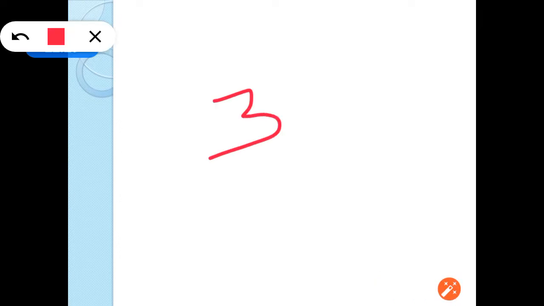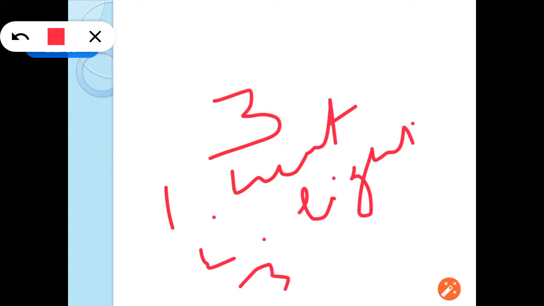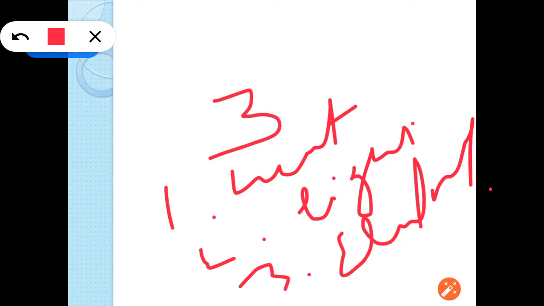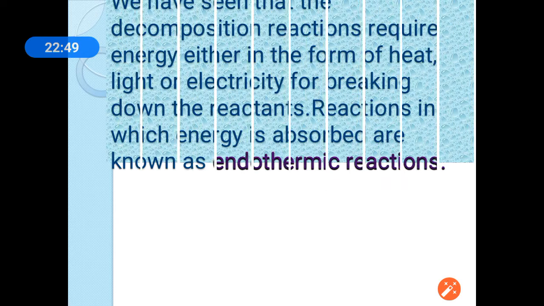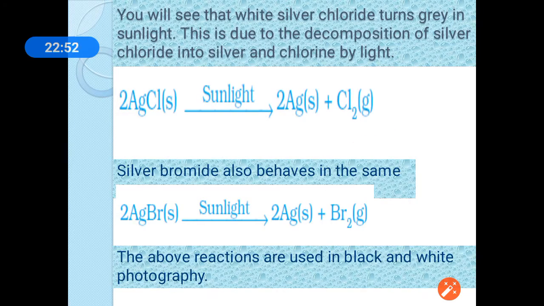Which three ways? One is by heat, second one is by light, and third one is by electrolysis. In the electrolysis, heat, or sunlight, we took various examples. In the case of heat, we took the example of ferrous sulfate. In the case of decomposition by electrolysis, we took the example of water, and in the case of sunlight, we took the examples of silver bromide and silver chloride.